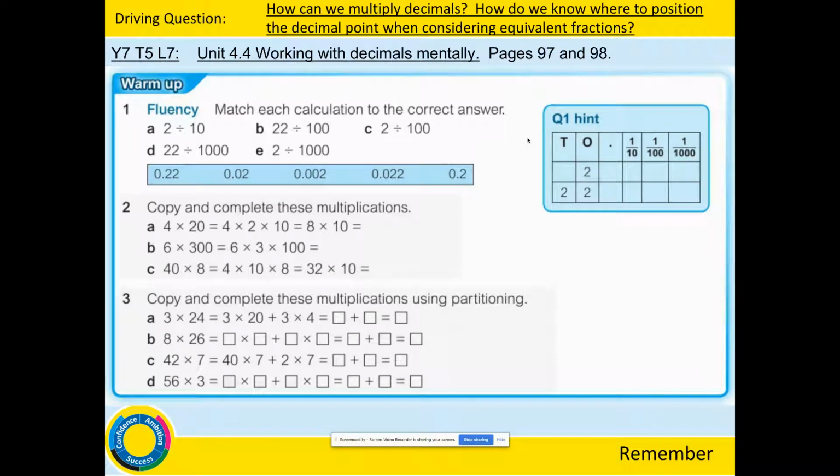Hello, Term 5, Lesson 7, Working with Decimals Mentally. If you've got the textbook there, it is on page 97 and 98. Your warm-up, doing a little bit of multiplying and dividing.